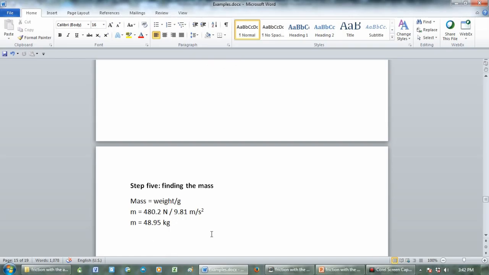Step 5, finding the mass. The mass equals the weight divided by g. Mass equals 480.2 newtons divided by 9.81 meters per second squared. So the mass of the box works out to be 48.95 kilograms.